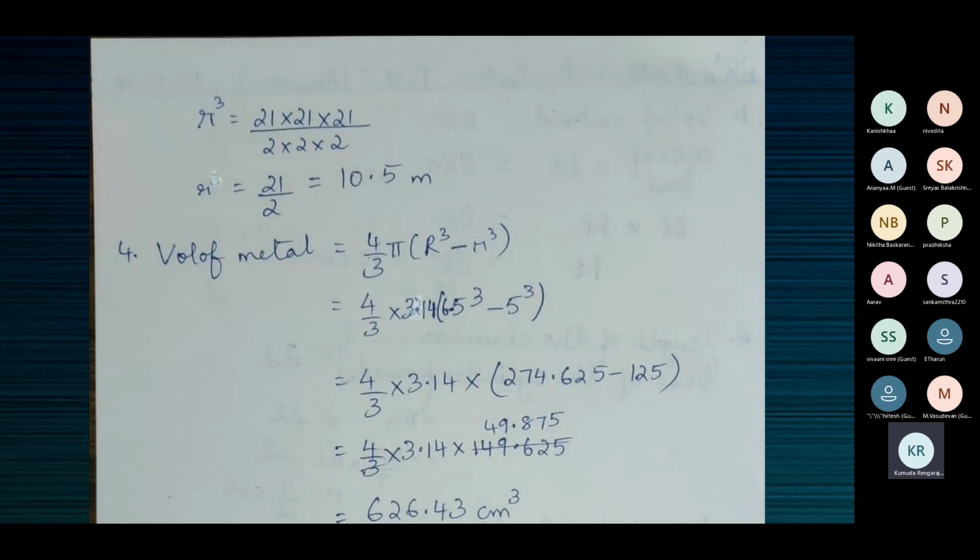So r cubed is equal to, you should not multiply, children. You must break down the numbers. r cubed is equal to 21 into 21 into 21 by 2 into 2 into 2. So r cubed is equal to 21 by 2 the whole cubed. So r is 21 by 2 or 10.5.